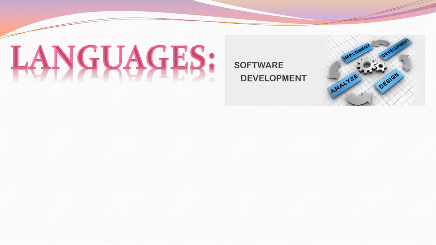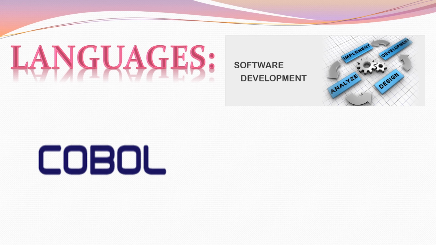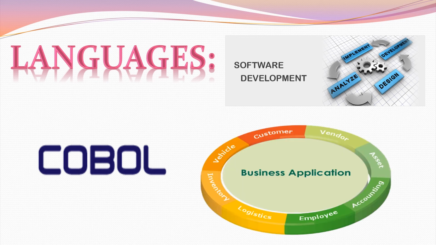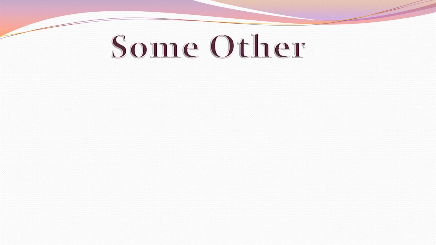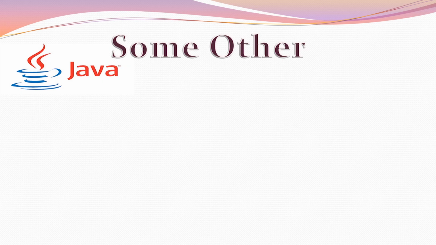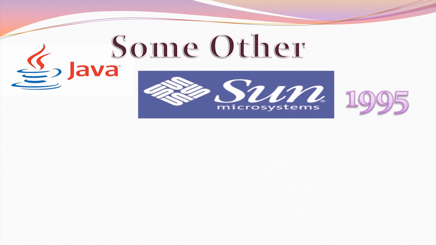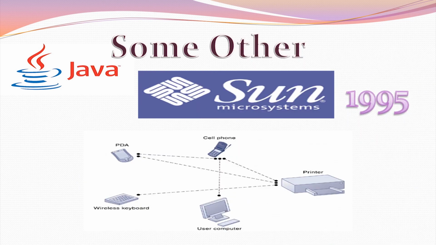There are different languages which come into the picture in order to develop software. Programmers use different languages depending on the purpose of the program. For example, COBOL is used for business applications. Some other languages are these which are high level. For example, Java. Java is a programming language that was developed by Sun Microsystems in 1995. It was originally designed for programming small computing devices, but now in industry computers.